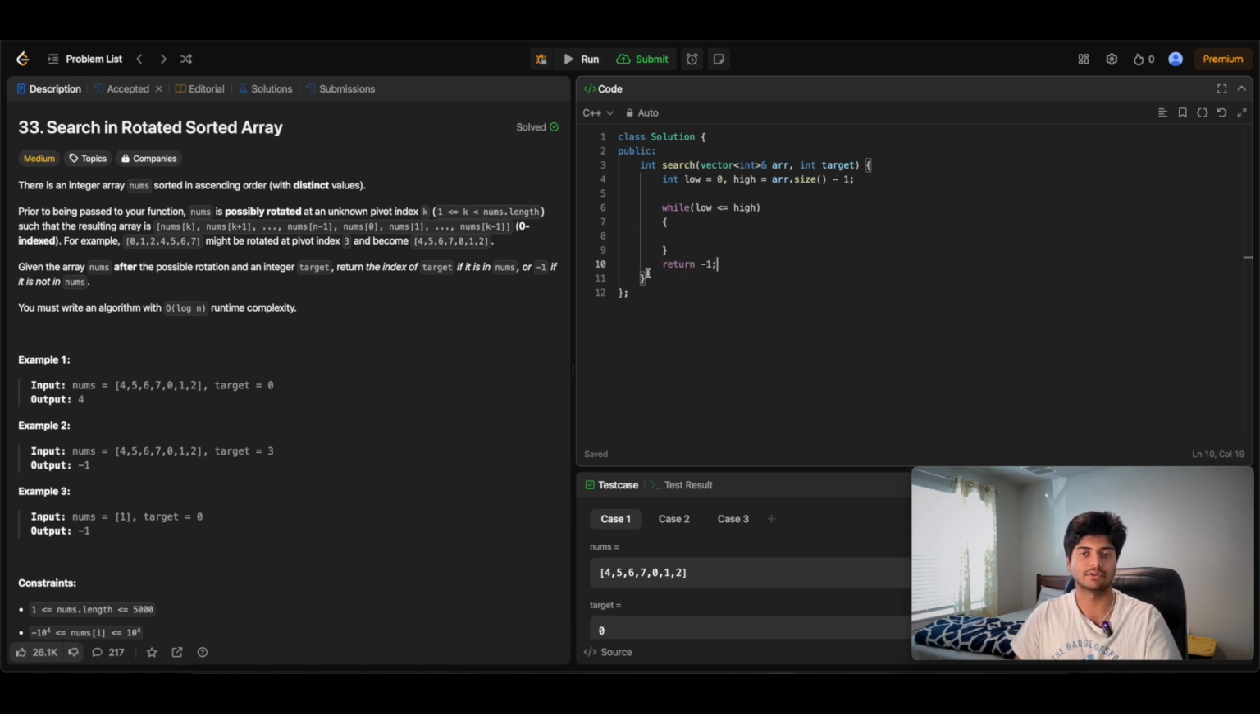So I'm going to put that after the while loop. And now it's the while loop stuff. First we calculate the mid, which is low plus high divided by 2.